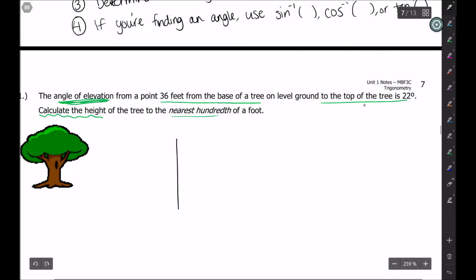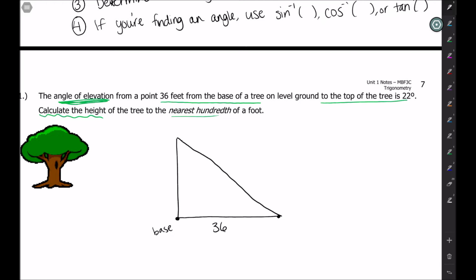So here's my tree, okay? Here is the base of my tree, and there's a point that's 36 feet from the base of the tree. So here's my point that's 36 feet from the base. And since this is the base right here, then this is going to be 36. And it says the angle of elevation is 22 degrees. And I need to calculate the height of the tree. This is the tree, so I want to figure out what that x is right there.